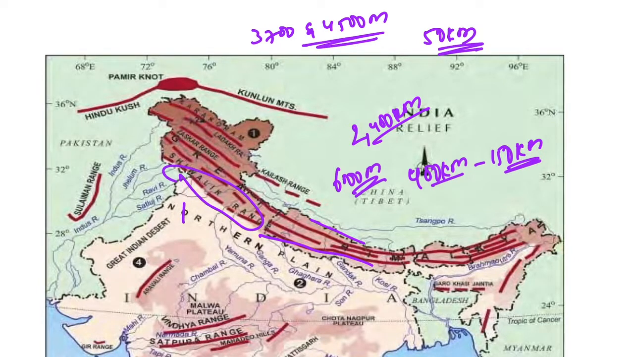They extend over a width of 10 to 50 kilometers, and they have an altitude varying between 900 and 1100 meters, and these ranges are composed of unconsolidated sediments brought down by the rivers from the main Himalayan ranges located far away to the north. These valleys are covered with thick gravel and alluvium.